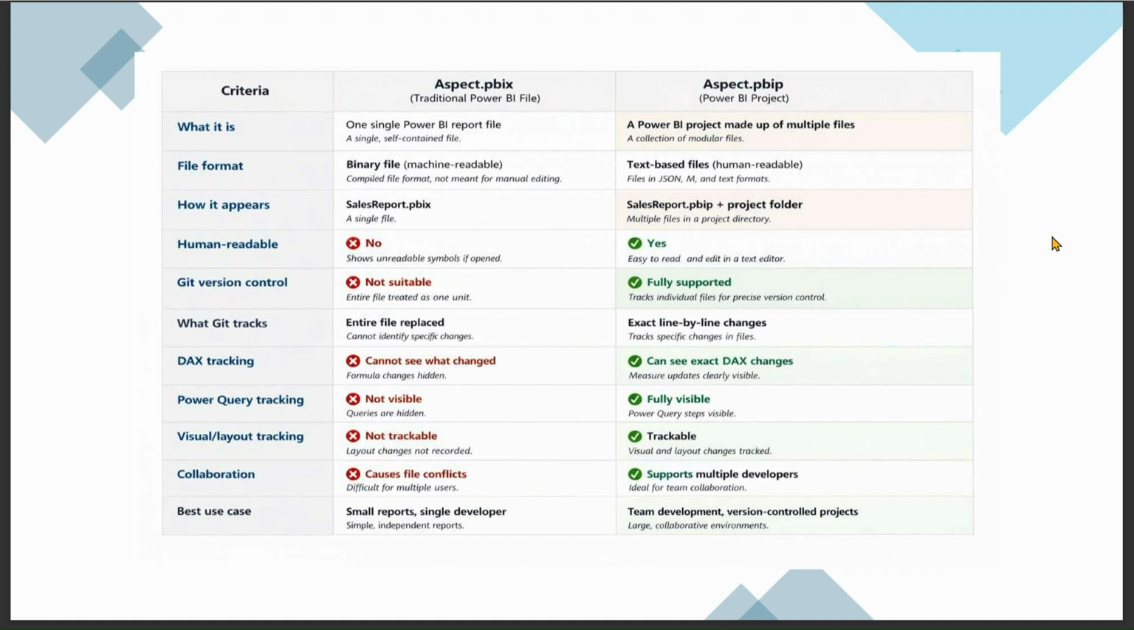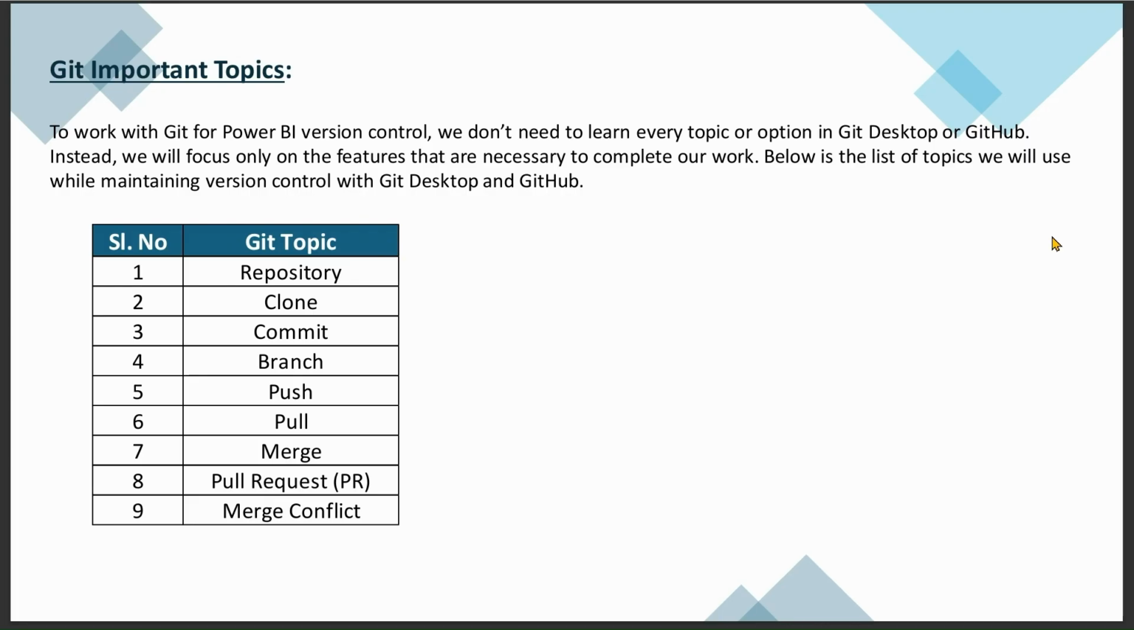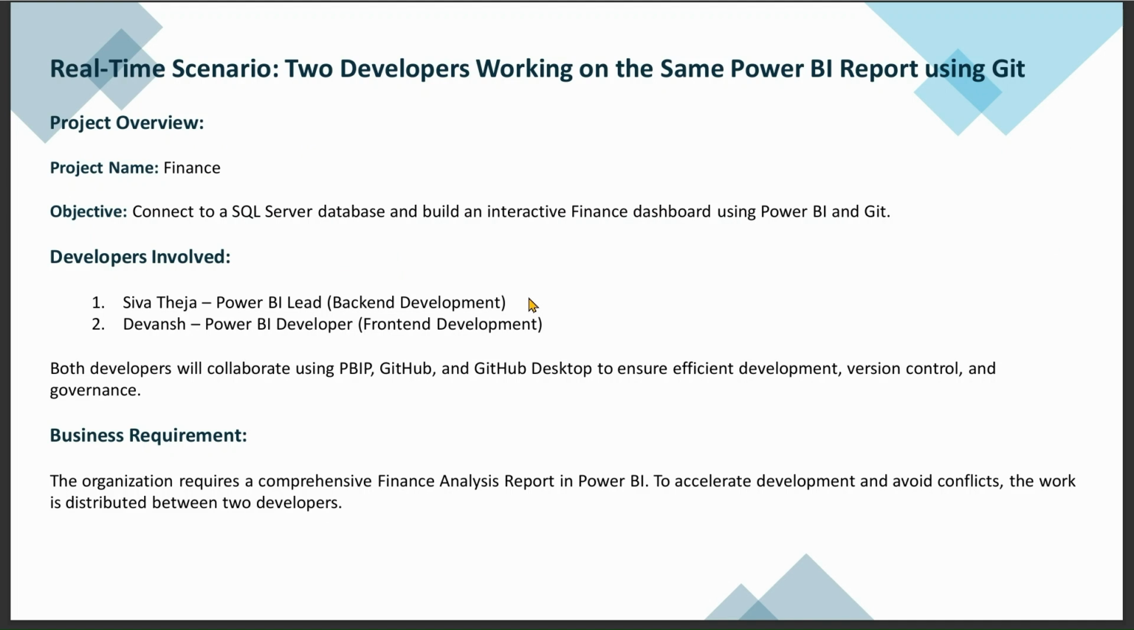And these are the main sections, like what is the difference between PBIX and PBIP. And we will cover some of the important topics which we require to maintain version control with Git. Once it is done, we will move to the important section, that is a real-time scenario on how two Power BI developers work on the same report using Git.